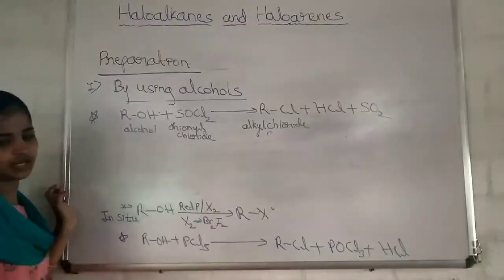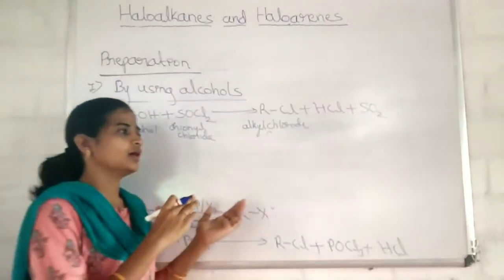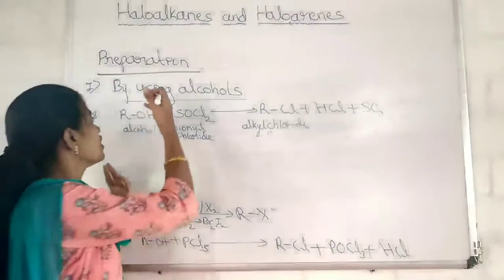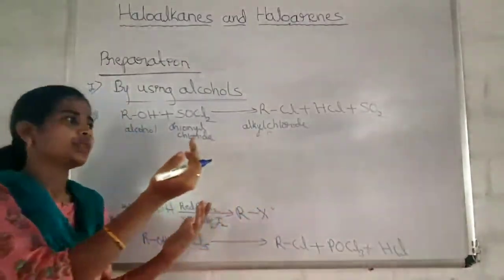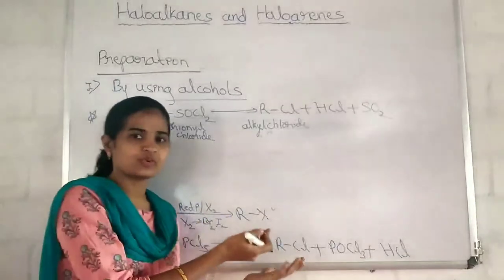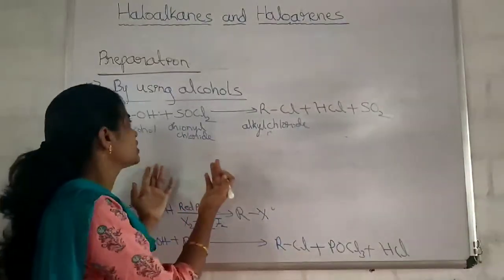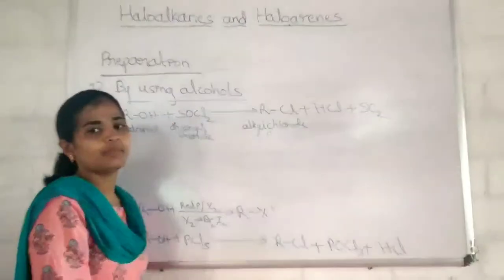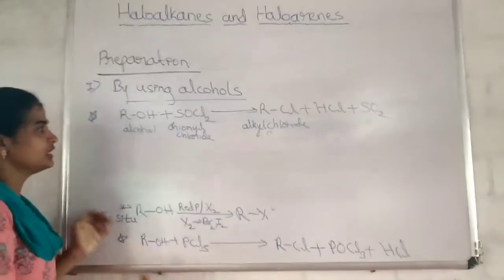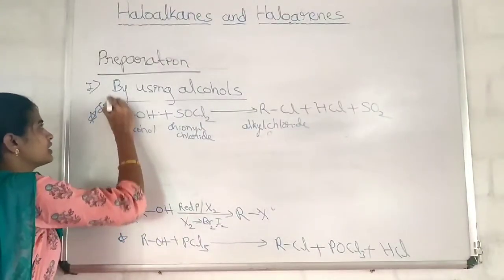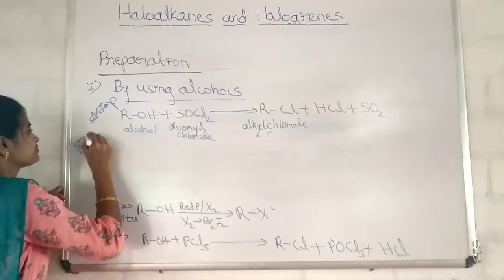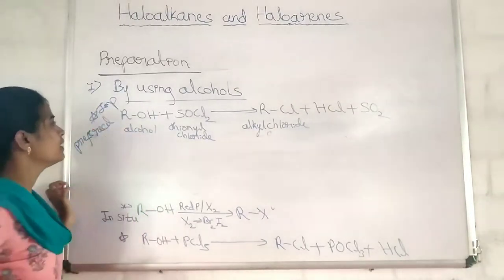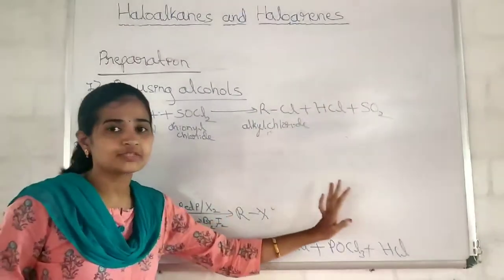Now the question arises: whether using HCl with the alcohol for the preparation of alkyl halide, or using phosphorus trihalide, or phosphorus pentahalide, or thionyl chloride, which is the better method, which is the best method? Out of all these reactions I have written, this is the best method, preferred over all methods. Why is this the best method?